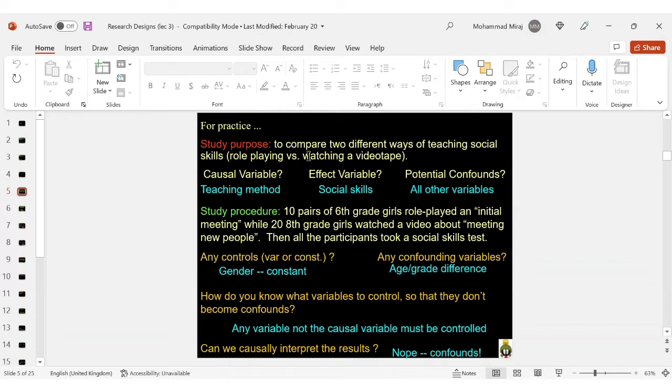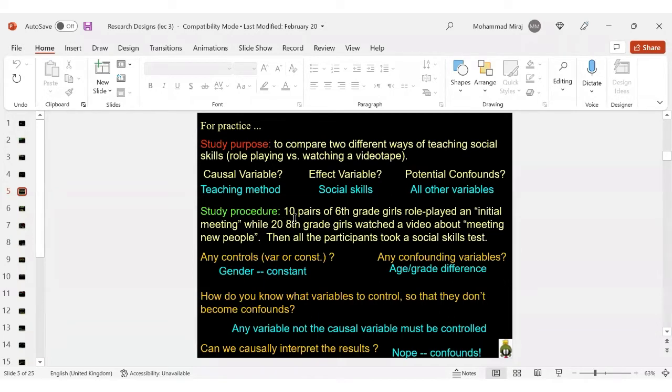And of the teaching method, on what aspect do you want to see? The social skills. So the social skills is basically the effect variable, and you want to see what other variables can influence these teaching methods. Those will be known as the potential confounds. Okay. Now see the procedure.